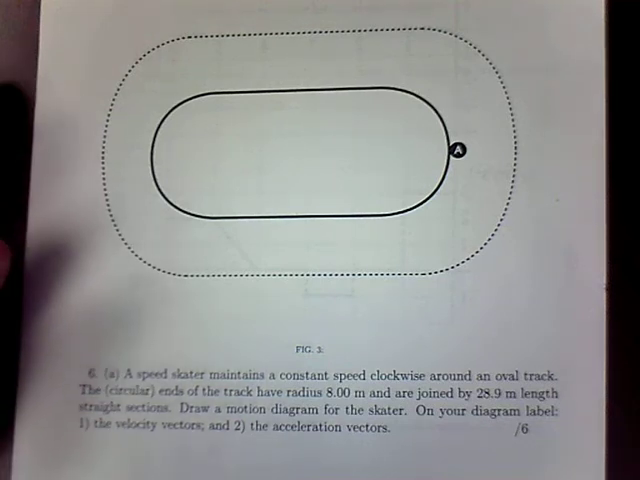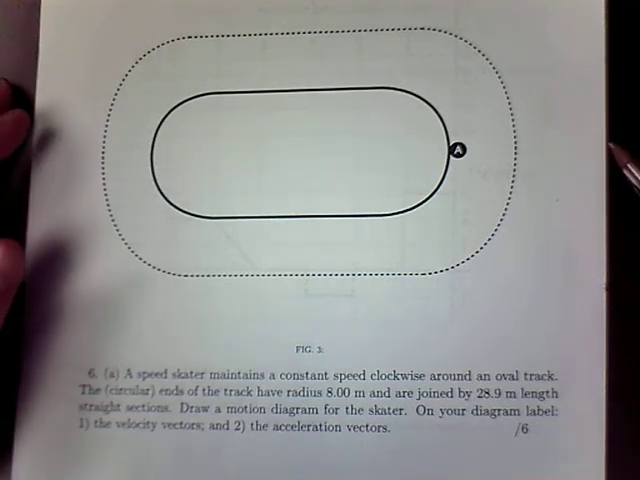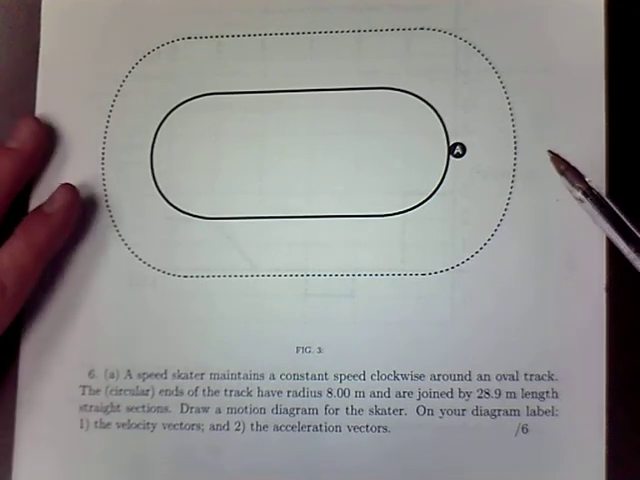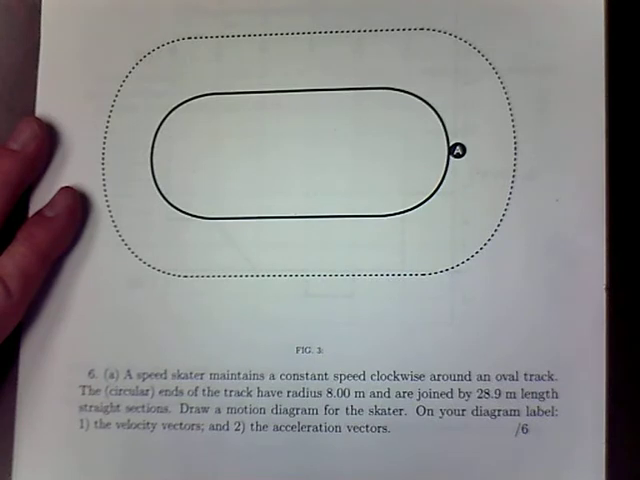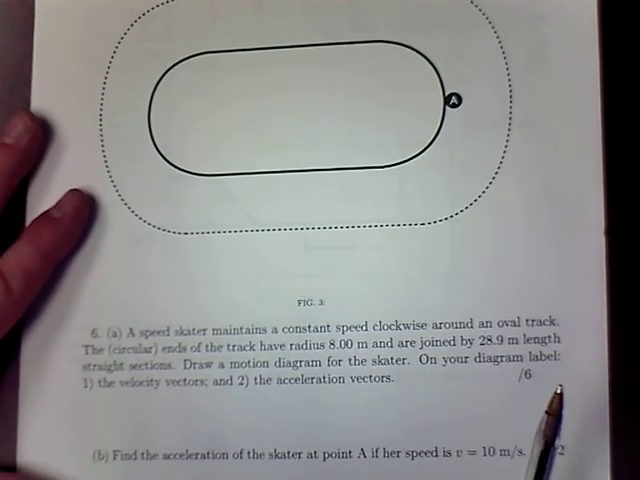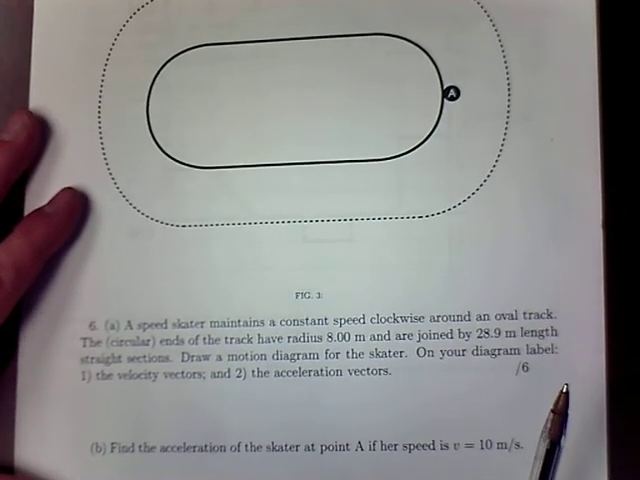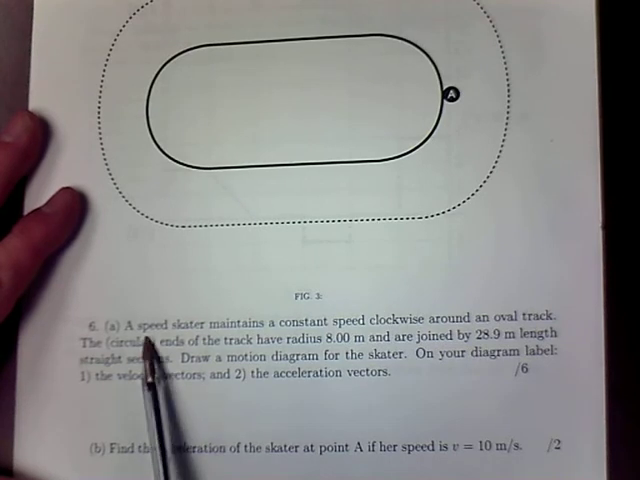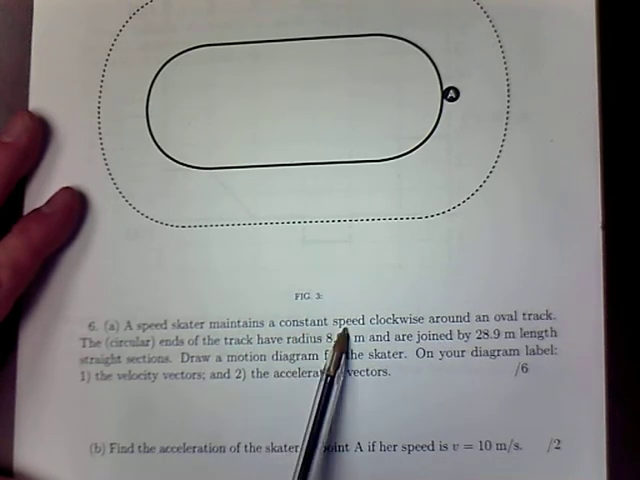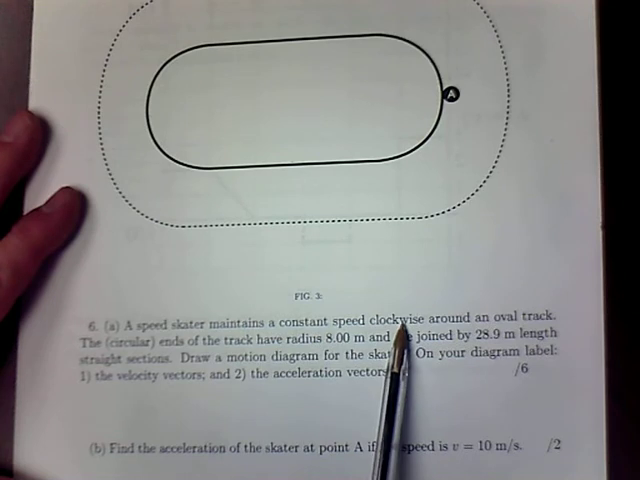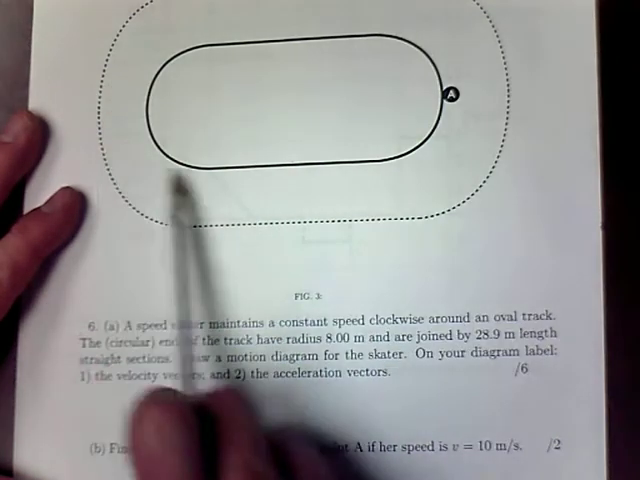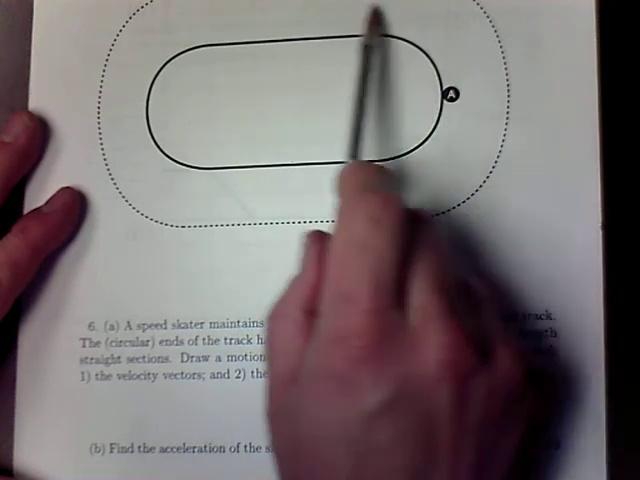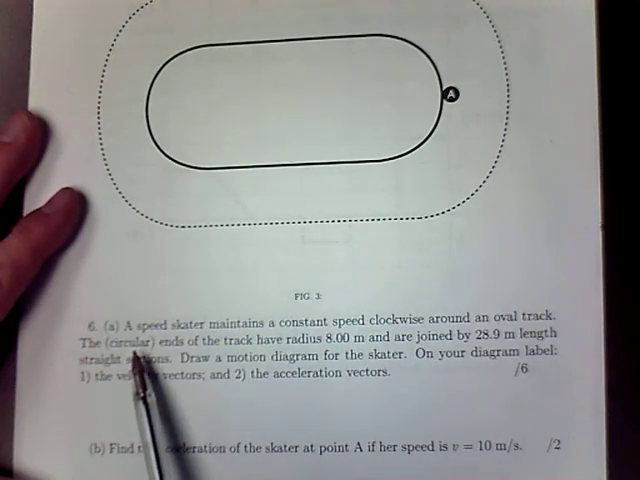Okay, in the third question, we are asked to draw a motion diagram. So we're given this large space on which to draw the motion diagram. And as we read the question, a speed skater maintains a constant speed clockwise around an oval track. So here's our oval track. We're going clockwise around that at constant speed.